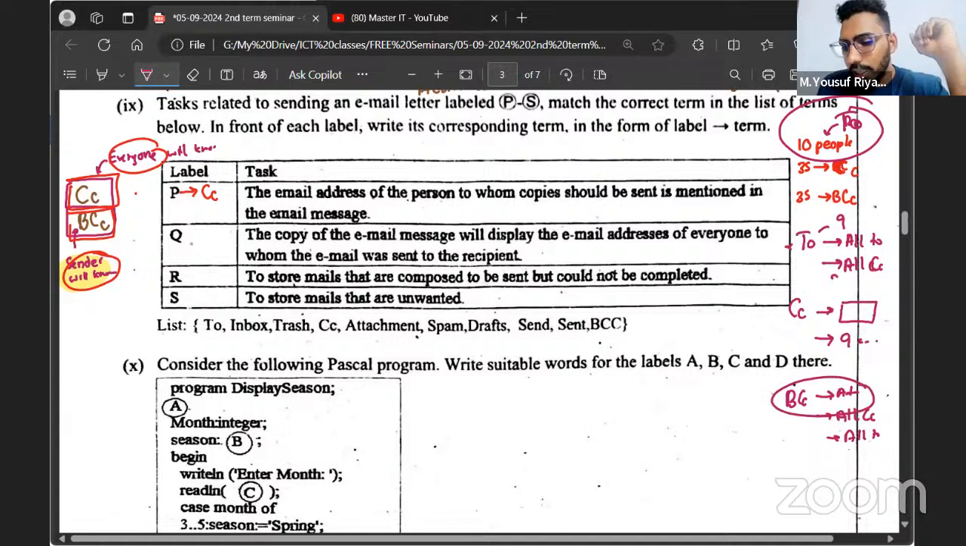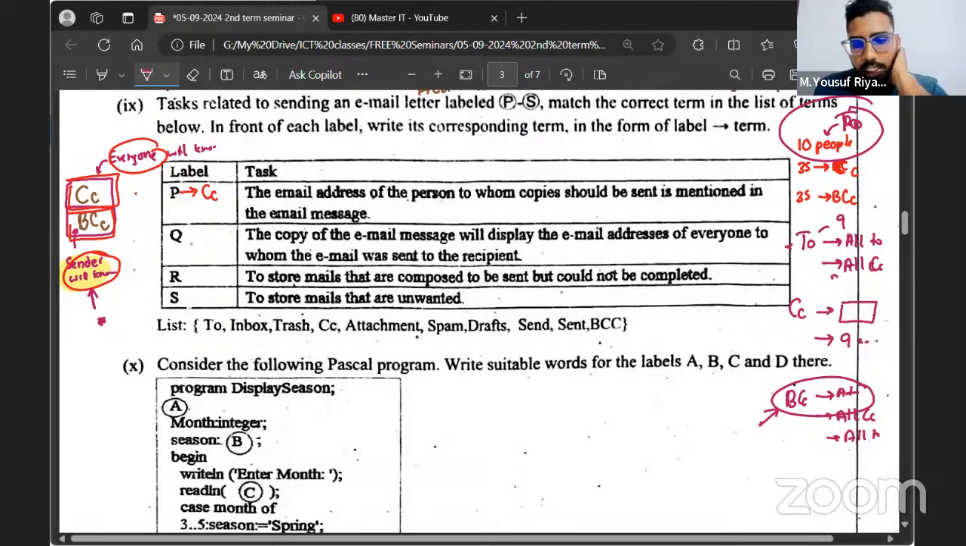But will he know the other BCC people? Let's say apart from Adil, I send to Alia, also BCC, and Amina also BCC. Will he know that those two people got it? No. If you really want to know who all the BCC people are, only the sender will know. Got it? So BCC is private, others all are public. Keep that in your mind.